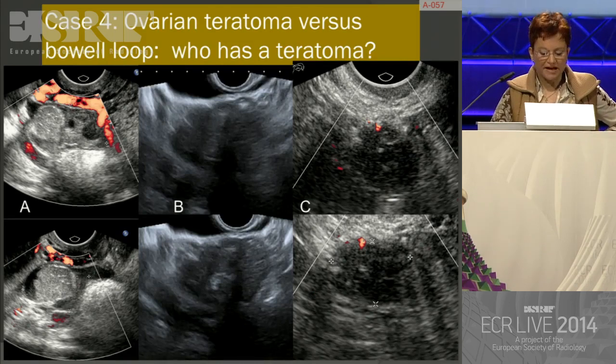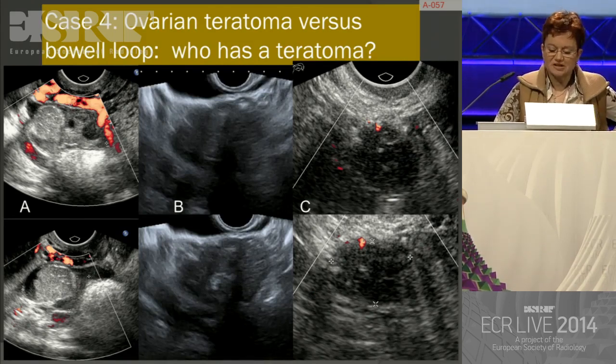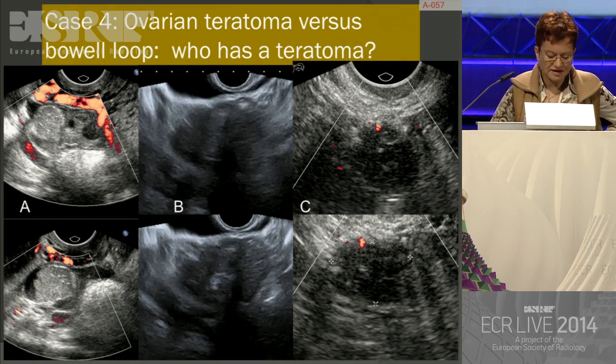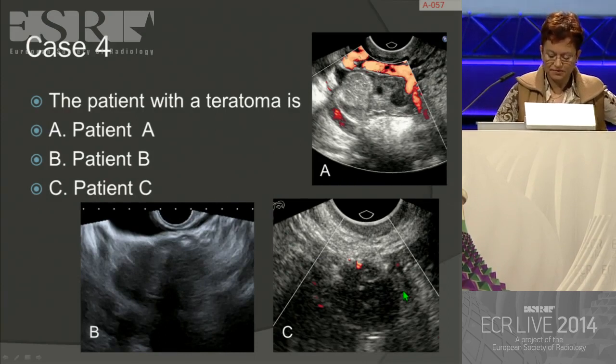I show you 3 different patients, and I want you to choose which of those patients has an ovarian teratoma or a bowel loop. So this is patient A, axial, sagittal, 2 orthogonal views, patient B, and patient C. So the patient with a teratoma is patient A, patient B, or patient C. Please vote.